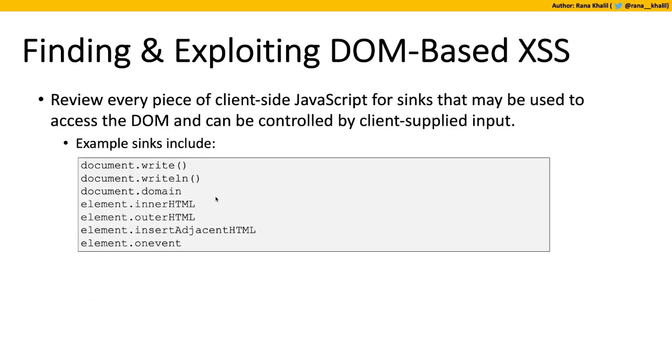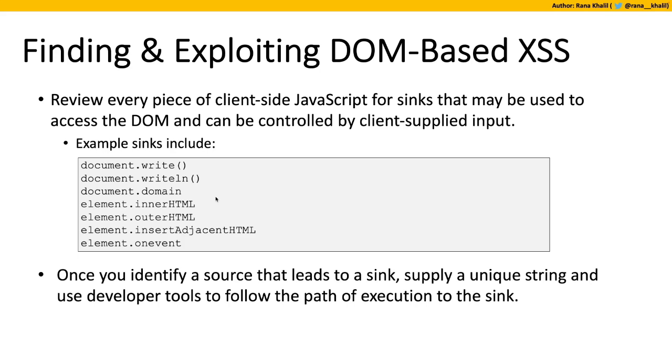Okay, moving on to finding and exploiting DOM-based XSS vulnerabilities. This type of vulnerability is a bit harder to find. Since DOM-based XSS vulnerabilities occur when JavaScript is taking in client-supplied input and passing it to a sink, or what we said, a potentially dangerous function, then the first step would be to review every piece of client-side JavaScript and identify instances where you have sinks or potentially dangerous functions that are used to access DOM data and can be controlled using client-supplied input. So example sinks would be document.write or document.writeLn or document.domain or element.innerHTML and so on.